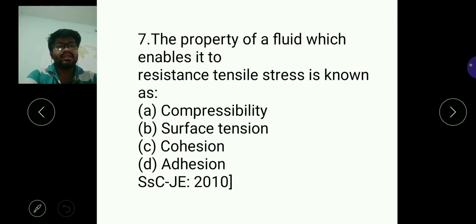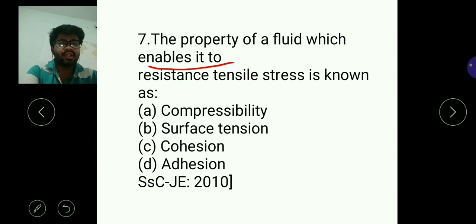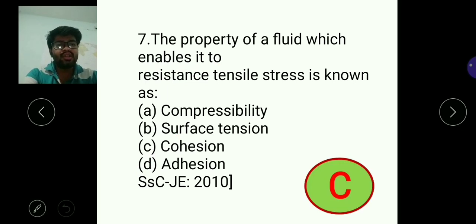Then moving next, the seventh question: the property of a fluid which enables it to resist tensile stress is known as what? The tensile strength resistance is known as cohesion. So option C will be the correct answer here. Cohesion is the resistance to tensile stress.